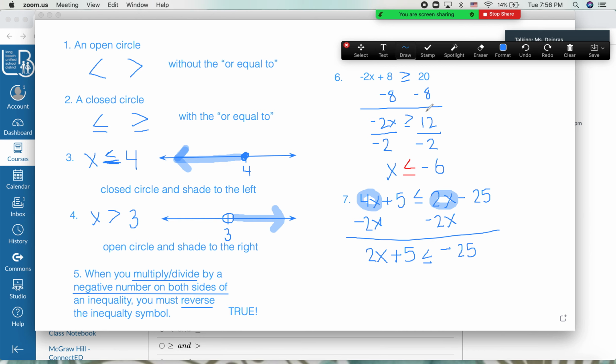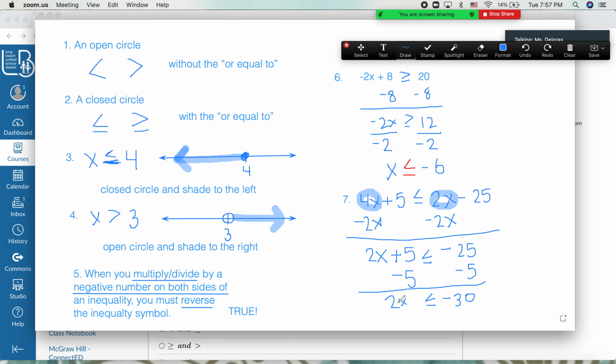Now this looks very similar to number 6. So my first step is going to be to subtract 5 from both sides, since subtraction is the inverse of this addition. Now don't get mixed up yet. This minus 5 may look like a negative number on both sides, but keep in mind we are only subtracting and not multiplying or dividing, so there's no need to flip our symbol around. So this is going to leave us with a positive 2x is less than or equal to negative 30.